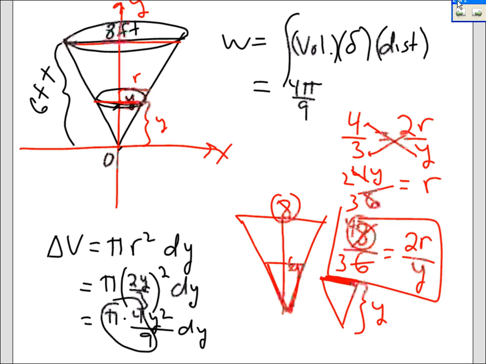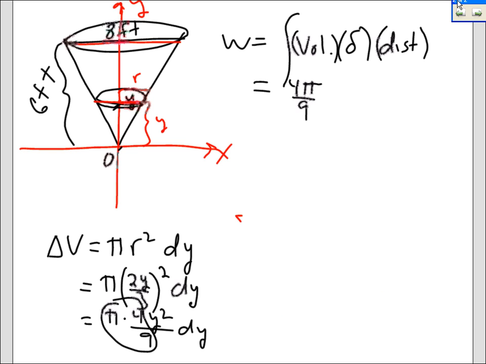Now let me erase my side work. Whenever you have these cone problems, you should do these ratios. What you're doing, max-min problems, related rate problems, or these work type problems. Y squared dy, that's the volume. Density is 62.4. It being a constant, I pull it out in front.